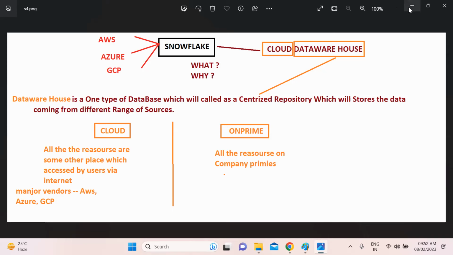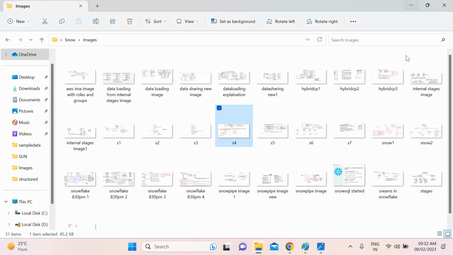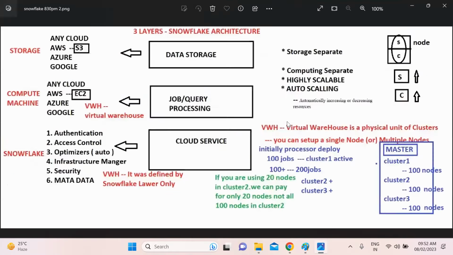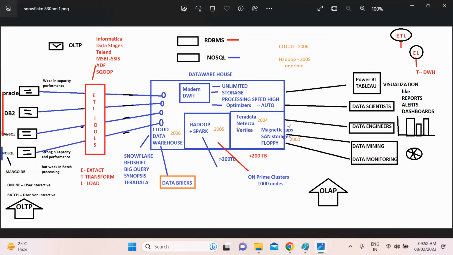Yes, sir. Whereas databases are exclusively made for online transactional processes, OLTP systems. Databases, we call them OLTP systems. OLTP means online transactional process systems. Whereas data warehouses are OLAP systems, online analytical processes. So in this overall structure, this is the OLTP systems. From here to here, it is all our OLAP systems. Clear? Yes, sir.